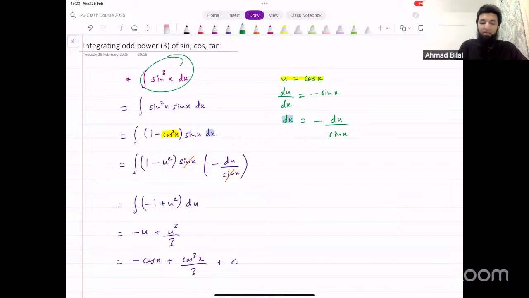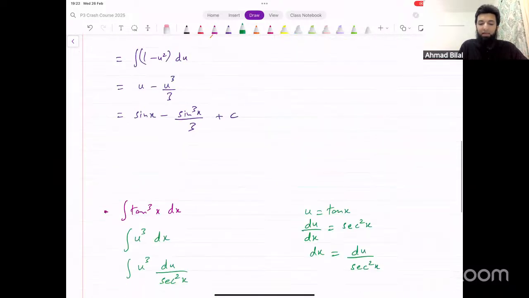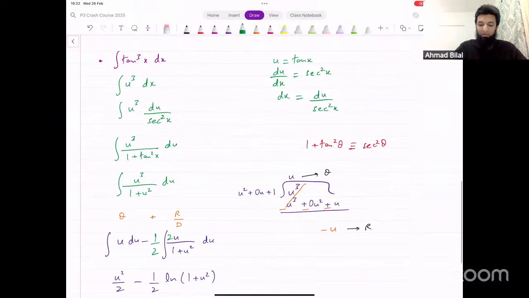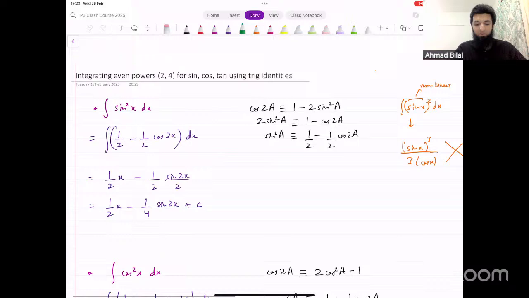For sine cube, you use the substitution u equals cos x. For cos cube, you use the substitution u equals sine x. And for tan cube, you use tan x. We did these integrals. Then we talked about even powers of sine, cos, and tan at the end.